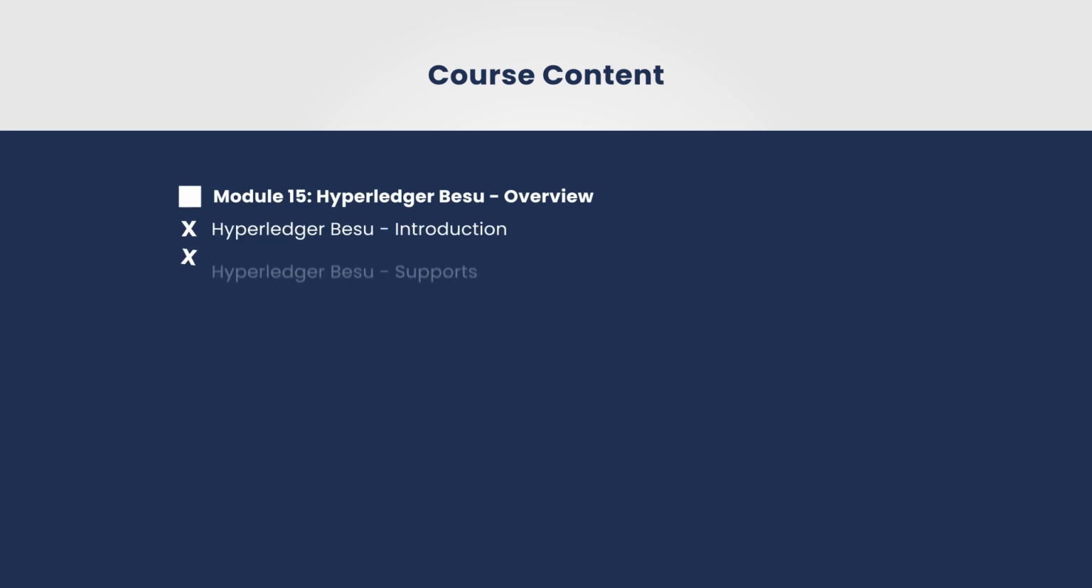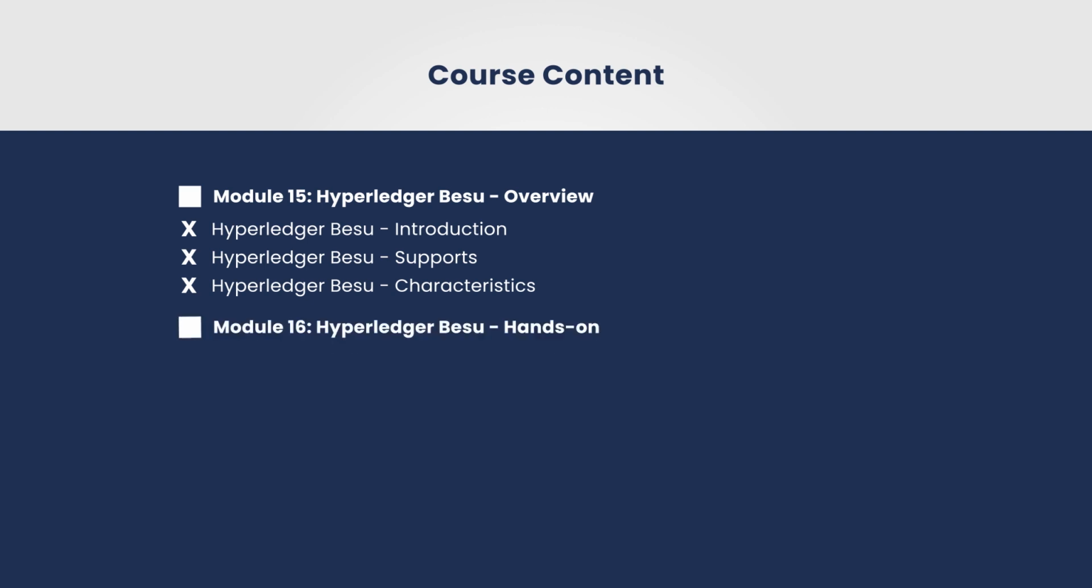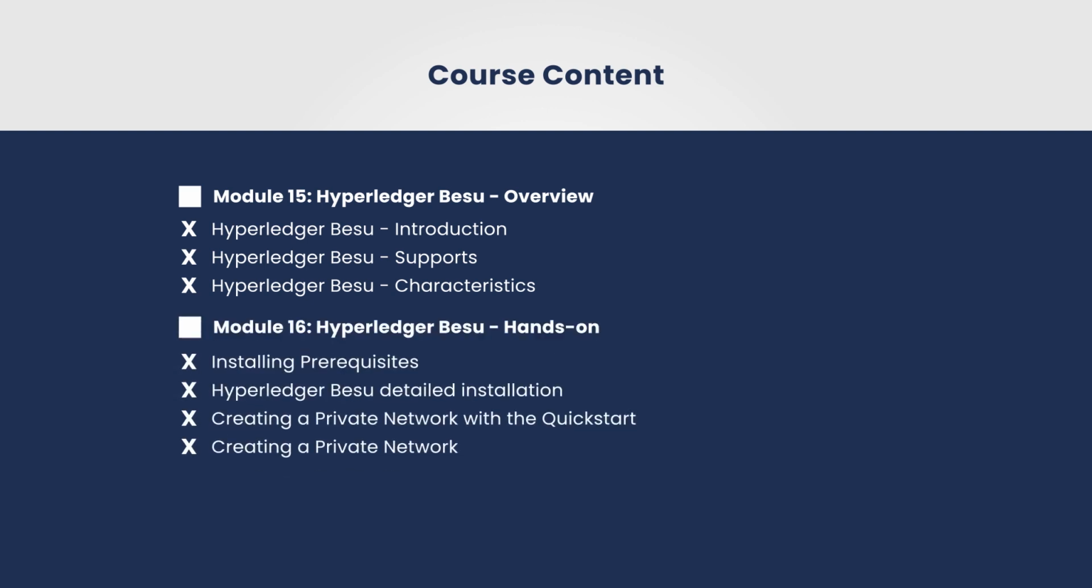In Module 15, we will discuss another DLT under the Hyperledger umbrella, which is Hyperledger Besu. First, we will go through an overview of the project. Then in Module 16, we will perform the installation of the prerequisites for Hyperledger Besu, and at the end, we will create a private network on Hyperledger Besu.